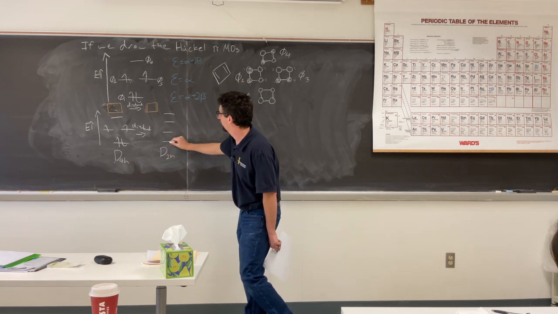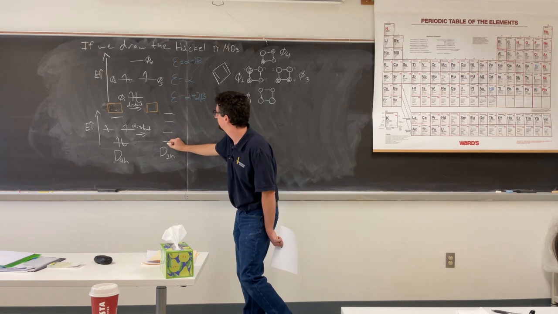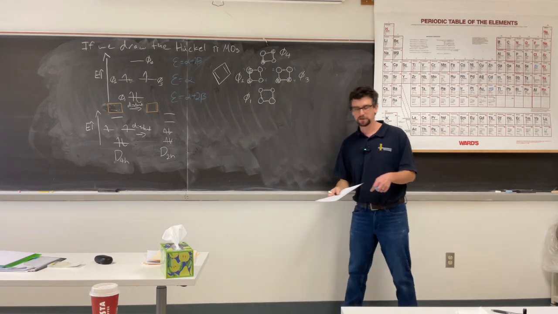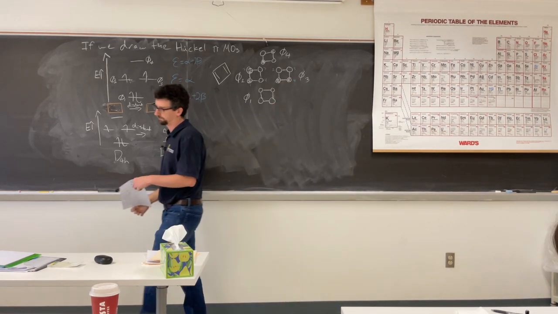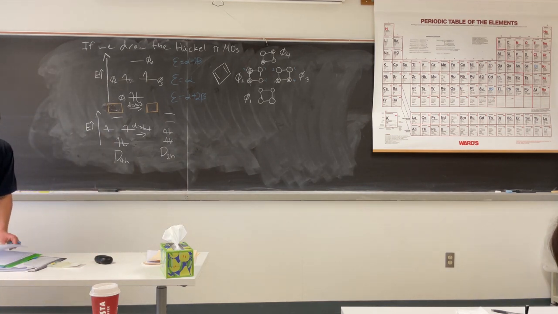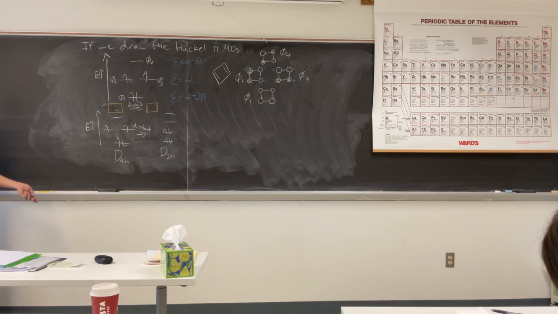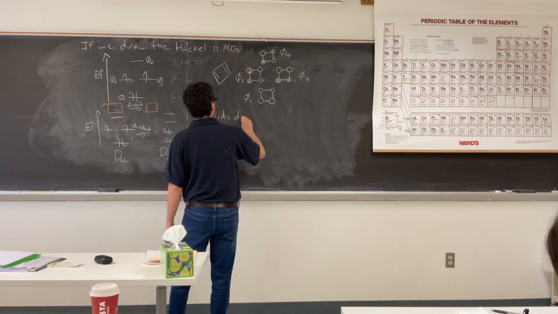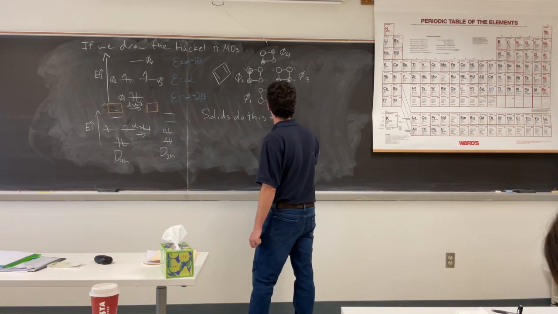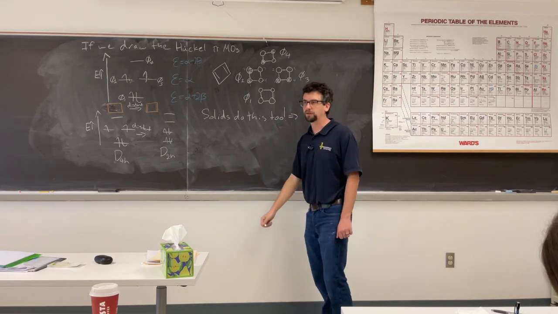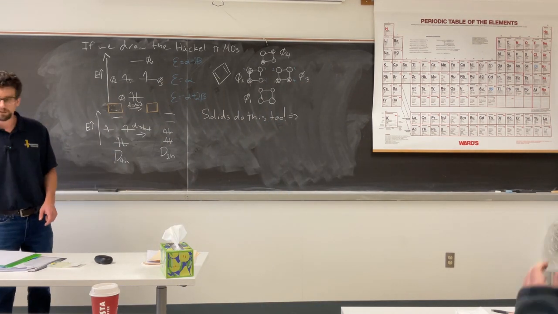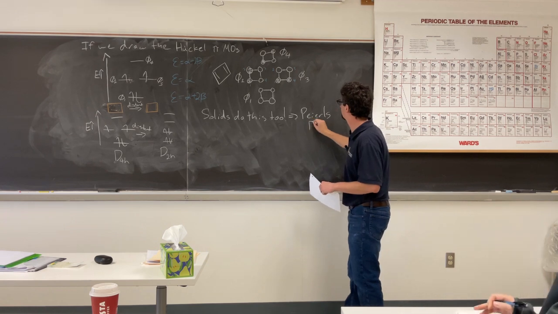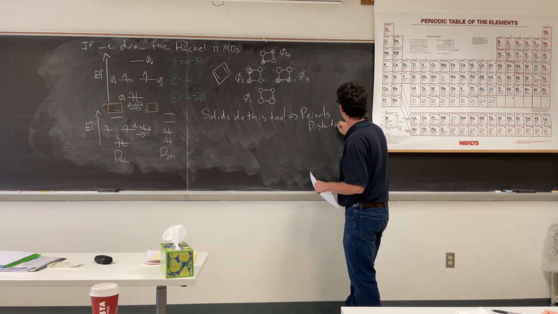Okay, now how do these orbitals fill? 1, 2, 3, 4. Yeah, there you go. So it's distorted, and now it's stable. Okay, now this is for a molecular system. Solids will also do this. And instead of just being called a Jahn-Teller distortion, it's called a Peierls distortion. But it's the same idea.